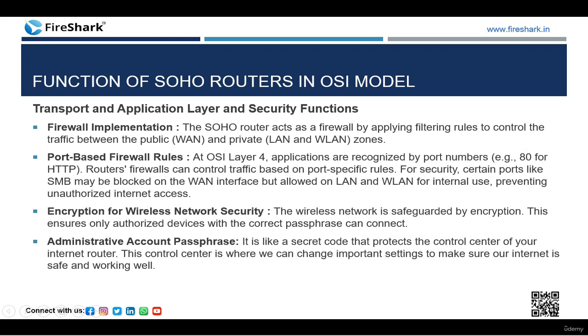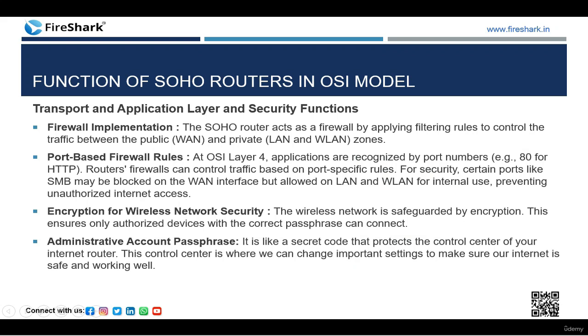Now next one is port based firewall rules. As you know, every application on the web server has an assigned port number, just like 80 for HTTP, which is the web server protocol, and the router's firewall can control traffic based on port specific rules. For security, certain ports like SMB may be blocked on the WAN interface but allowed at LAN for internal use, preventing unauthorized internet access.